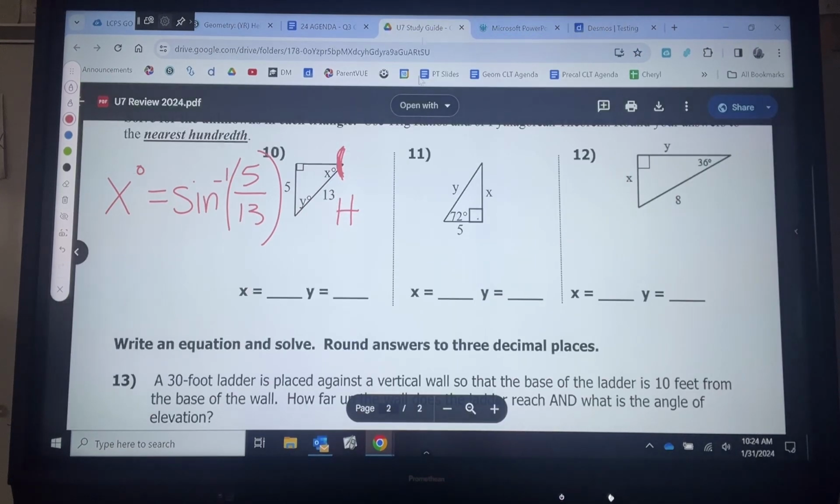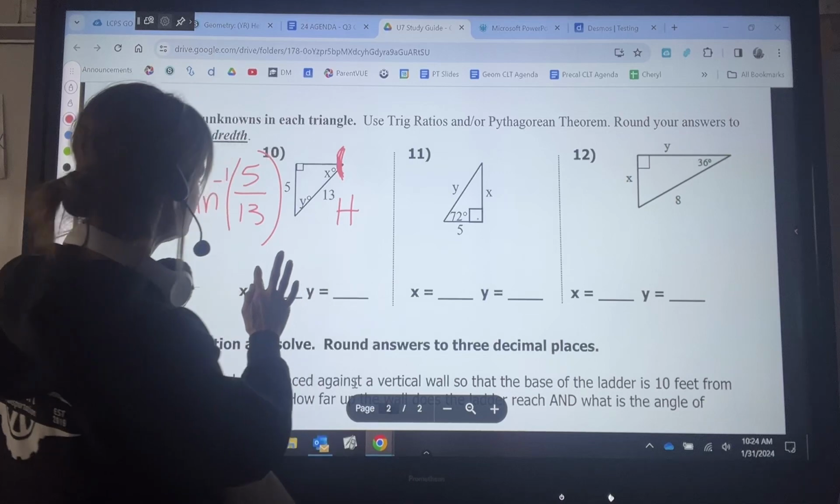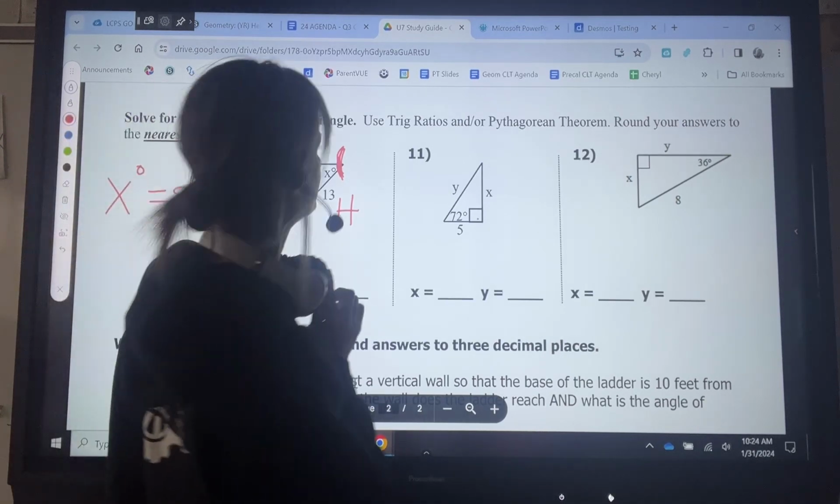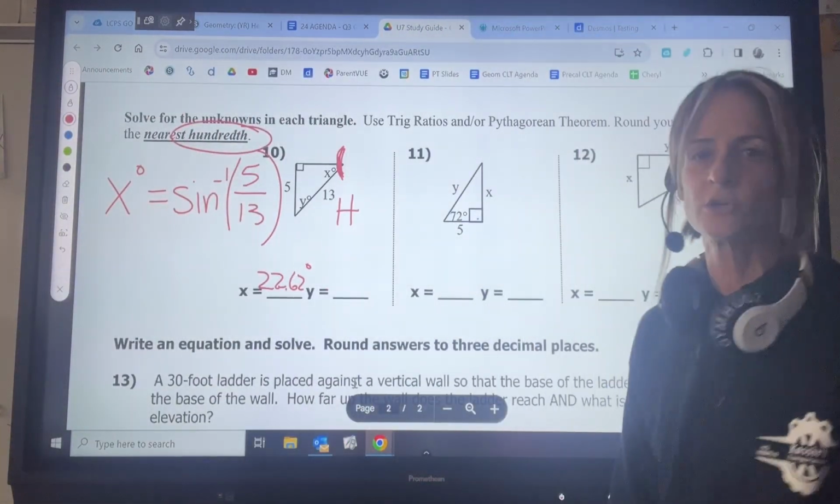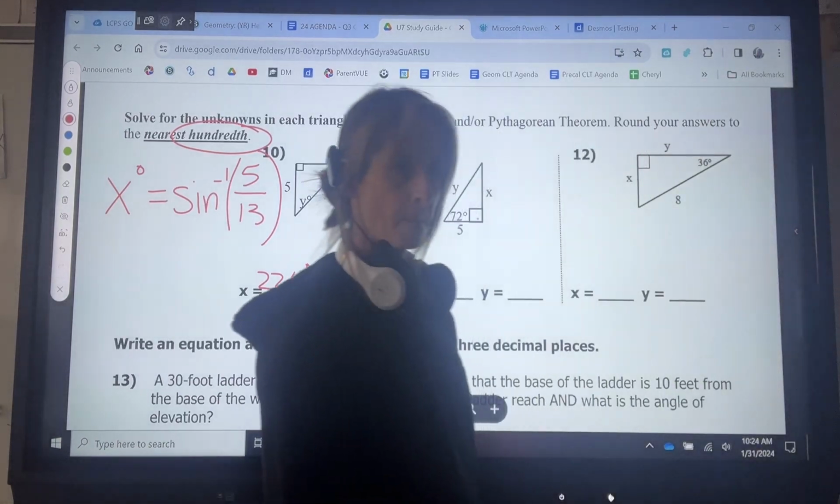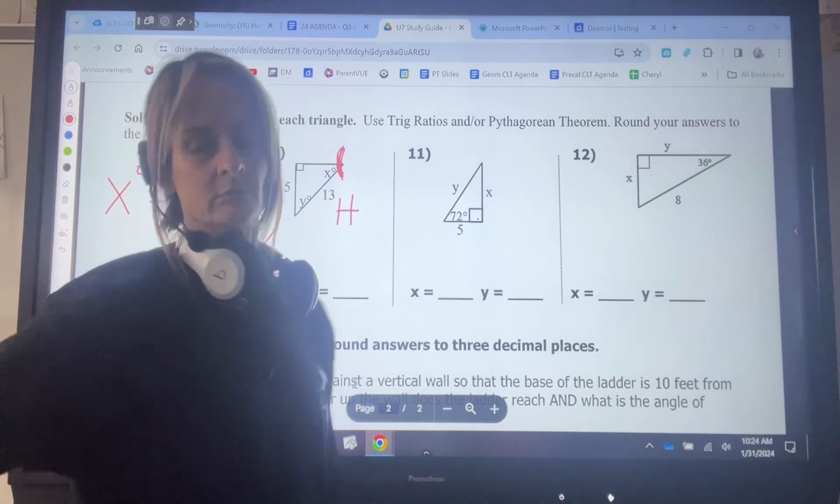Where are we at? So, calculator. I got 22.62 degrees. It says to round to the nearest hundredth, so that's why I rounded to 22.62. Questions? It didn't show up as 22.62.